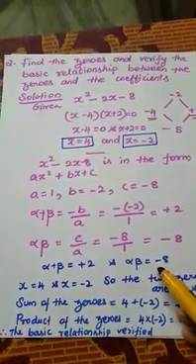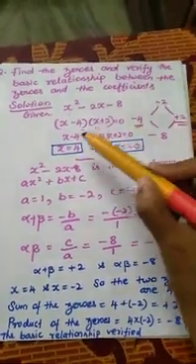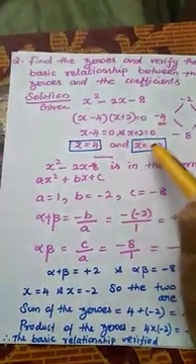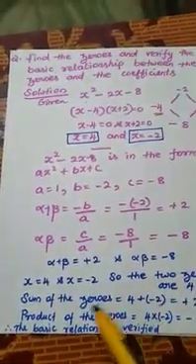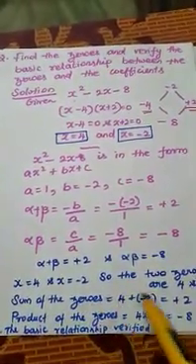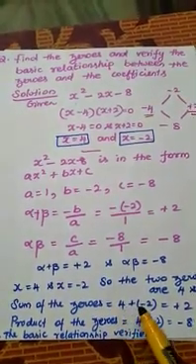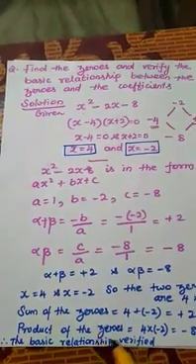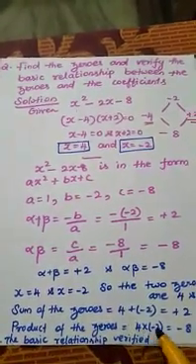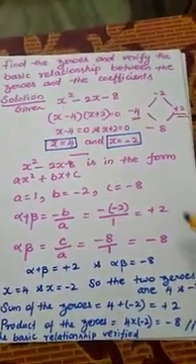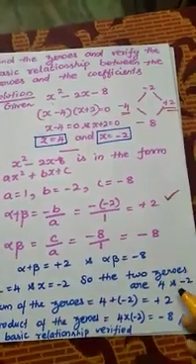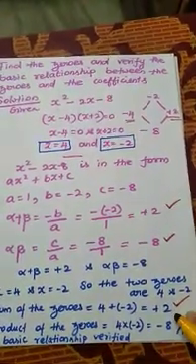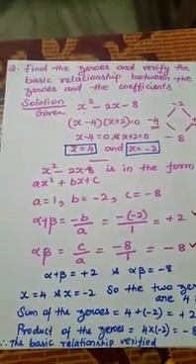Now we are going to verify the relationship. First we take the zeros value, that is 4 and minus 2. Sum of the zeros means you just add the values. What is 4 plus minus 2? Plus 2. And the product of the zeros, you just multiply the values. What is 4 into minus 2? Minus 8. So our sum of the zeros is plus 2 and product of the zeros is minus 8, matching minus 8. Therefore the basic relationship is verified.